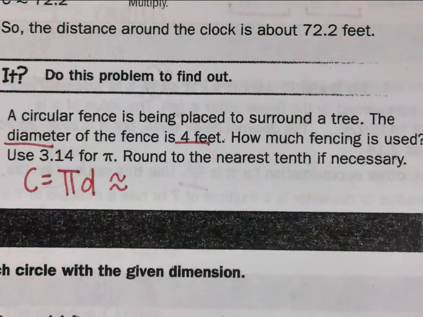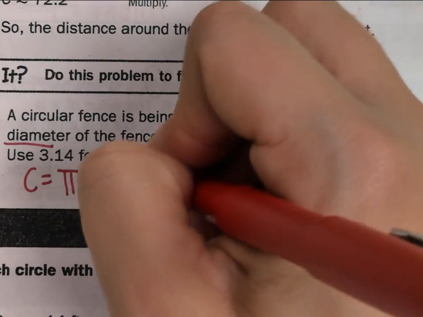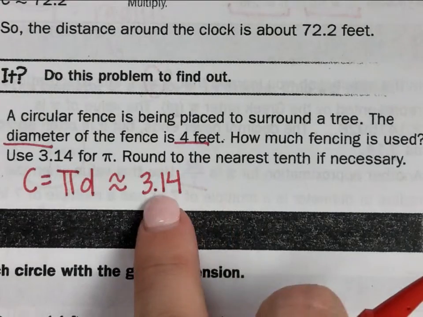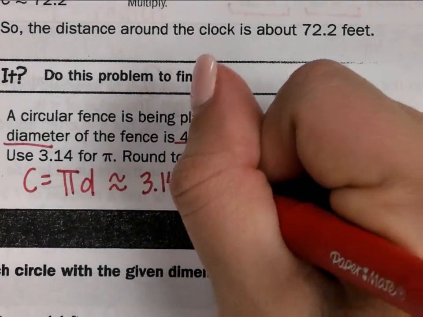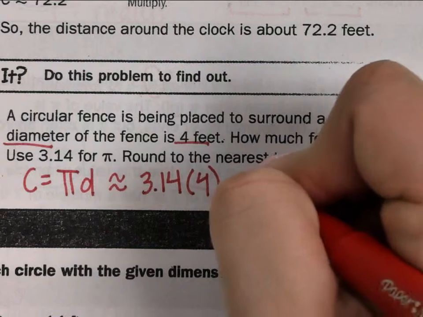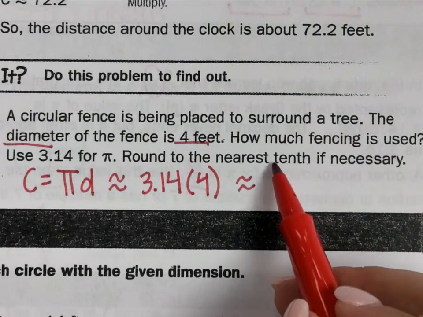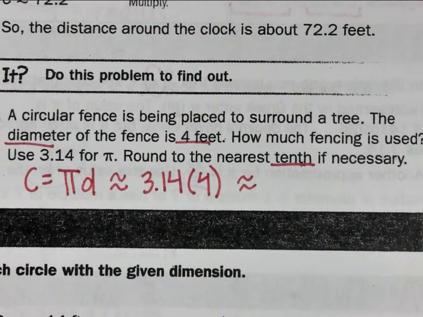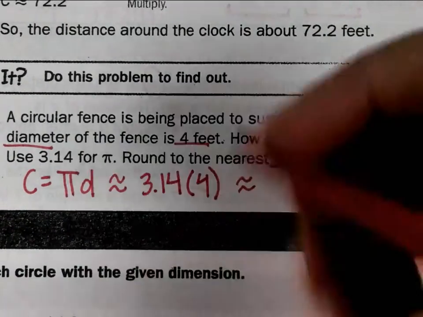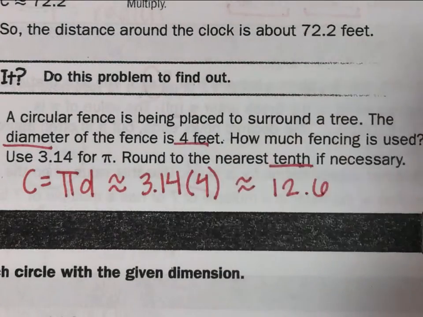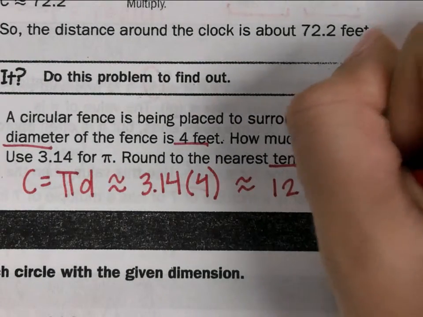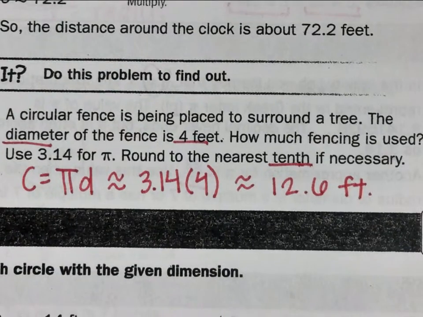And then once I plug in pi, they told me to use 3.14. So that's why I'm using 3.14. And then my d is 4. What'd you get? 12.56. Okay, if I'm rounding to the nearest tenth, what would that round to? 12.6. So the circumference is approximately 12.6 feet. Remember, to the tenth is the first decimal. To 1 decimal place.